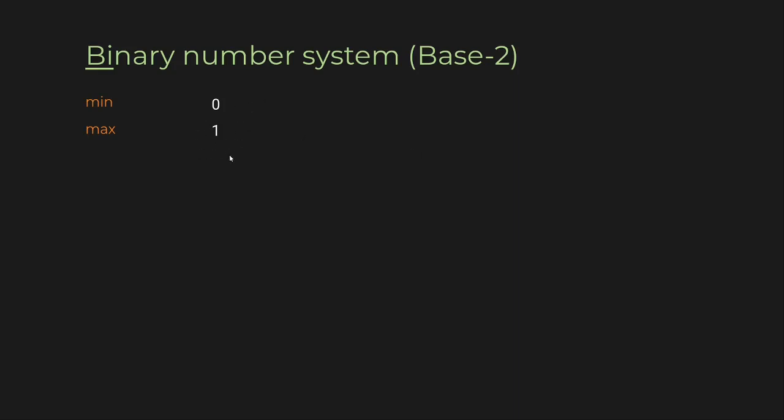This is useful because it's a very simple system. We just have 2 digits, and it's useful in some cases. I'll explain why, where it is used in the next video. But now let's understand how we count things in this system.